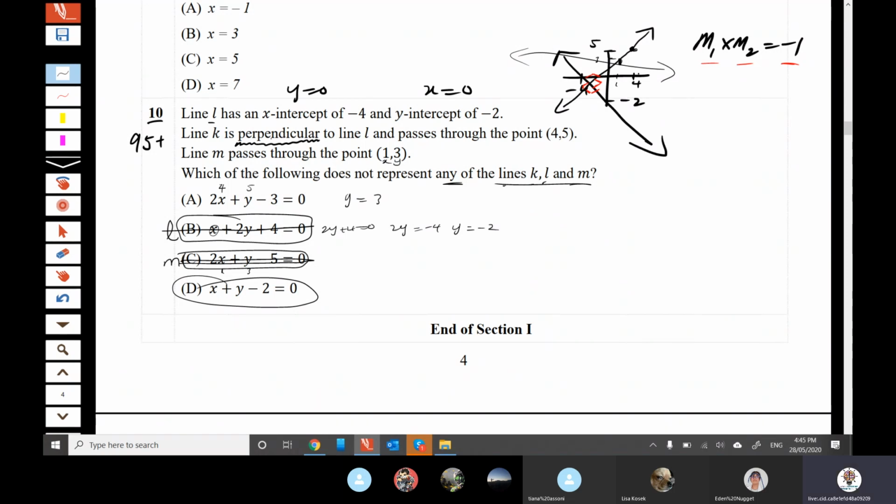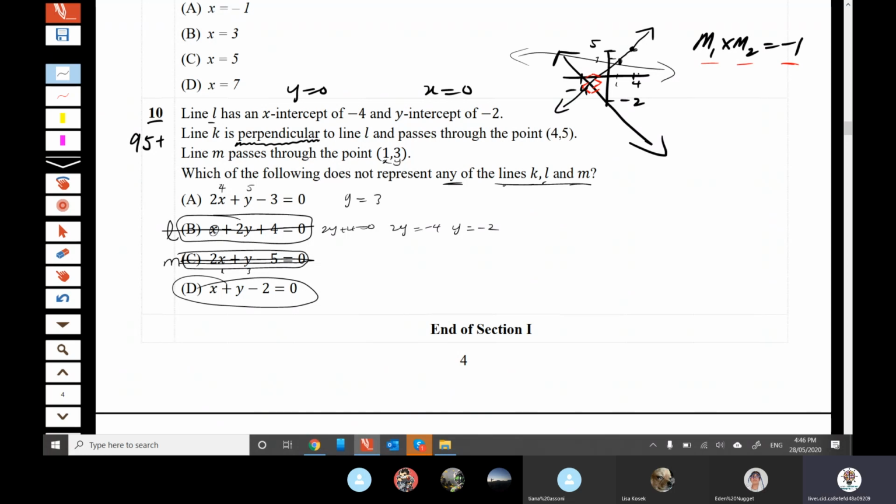What happened there? Line K is perpendicular to line L and passes through... Don't we have to find out which do not represent any of the lines? Yes, but they both don't. Hold on. 2 times 4. Oh, you're trying to say, wait. That's L, that's M. Are you trying to say M would have worked in here? 2 times 1 is, no, that wouldn't have worked.